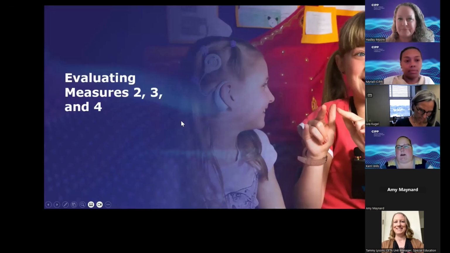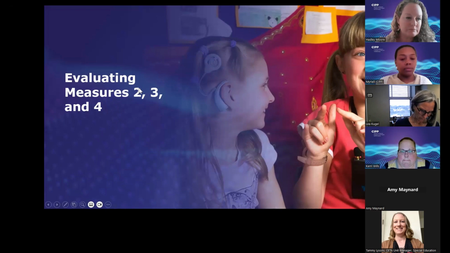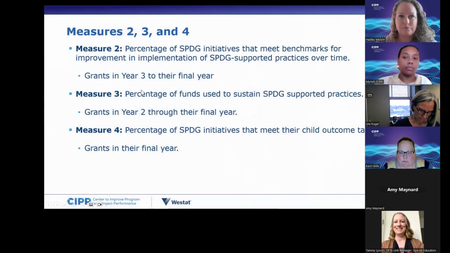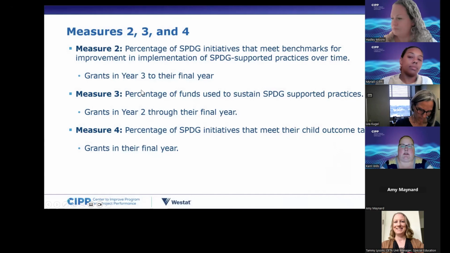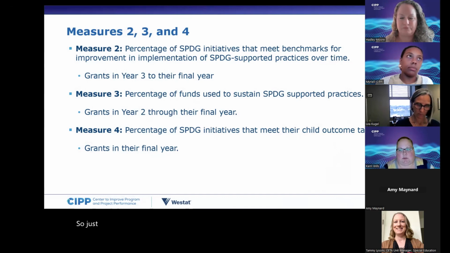Hey, everybody, thank you, Hadley. So I'm going to go over what we look at for measures 2, 3, and 4. So just to give a little refresher on what these measures are in case you don't have them memorized. Measure 2 asks about the percentage of SPDG initiatives that meet benchmarks for improvement in implementation of SPDG supported practices over time. And we only look at grants in their third year through their final year for this particular measure.